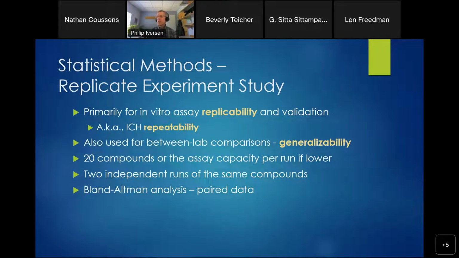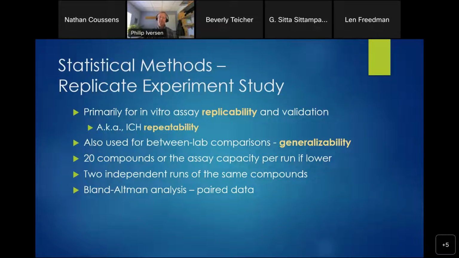This is a kind of experiment primarily for in vitro assays to measure their replicability and upfront statistical validation of a study. And this is similar to the notion of ICH repeatability. We can also use it for between lab comparisons. And so for the notion of generalizability, this kind of study can be used to start to get at that notion as well, by running the same assay in two different labs, or similar assays in two different labs that are trying to measure the same thing.